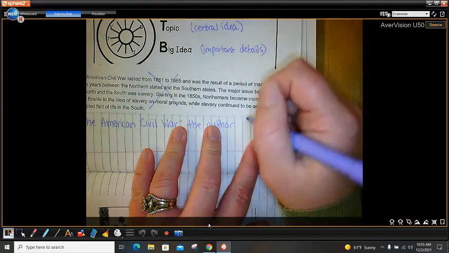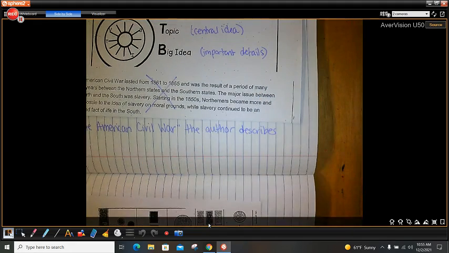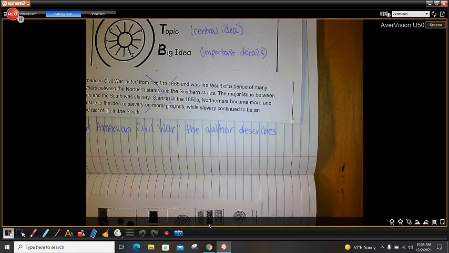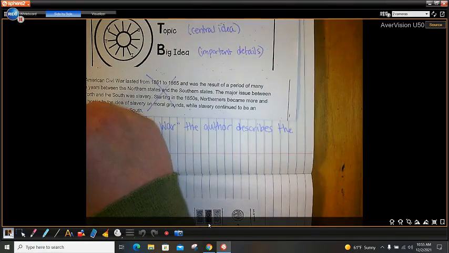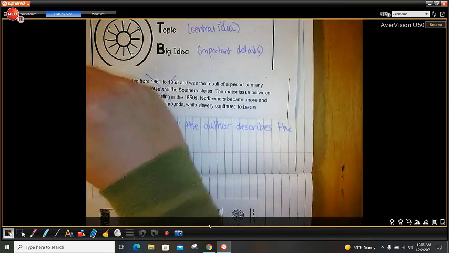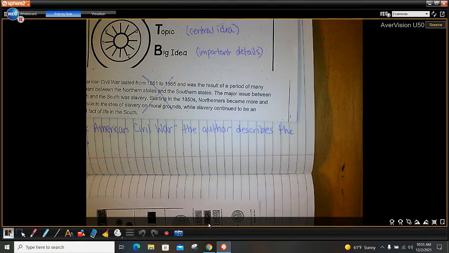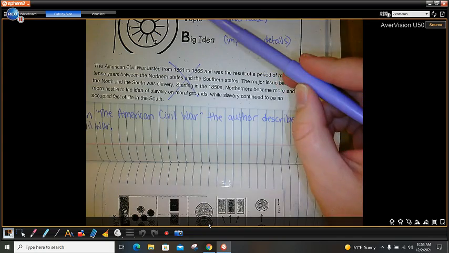So in the American Civil War, the author describes, and this is going to sound kind of redundant or repetitive, but what's he describing? The Civil War. Describes the Civil War. That is my big idea sentence. Or I'm sorry, my main sentence.